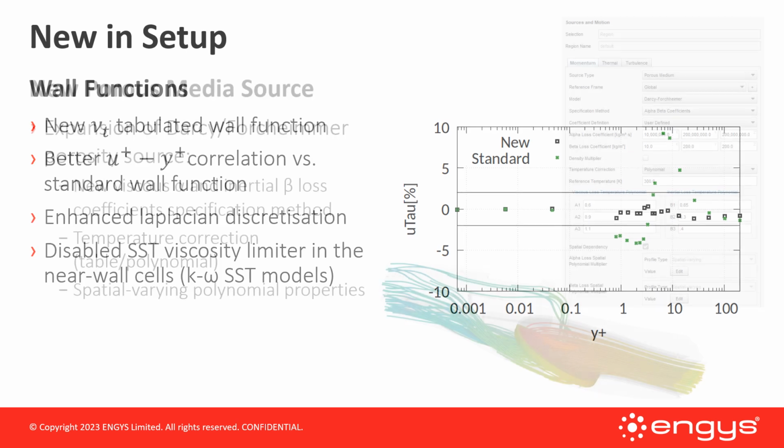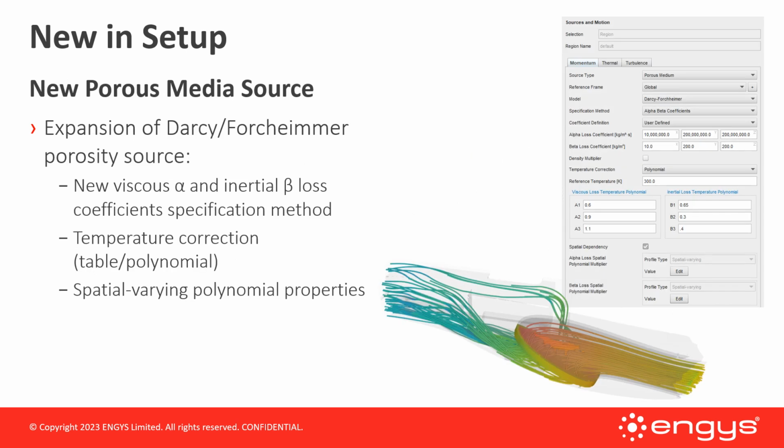version 4. The Darcy-Forchheimer porosity source now allows for the specification of a spatially varying multiplier that can be applied to the porosity coefficients. The porosity coefficients can also be specified as temperature dependent.